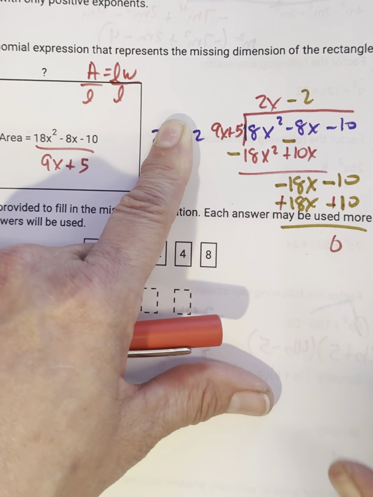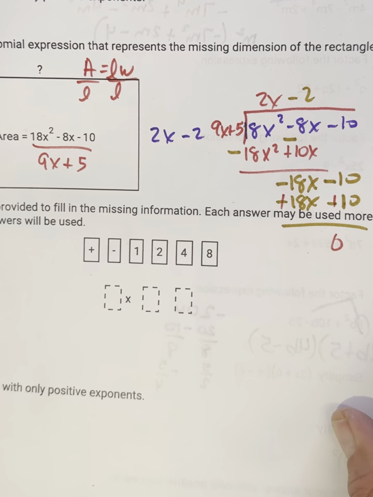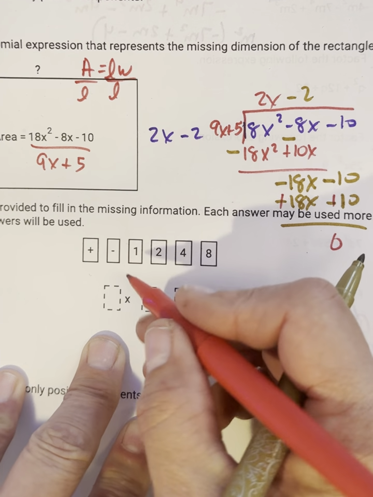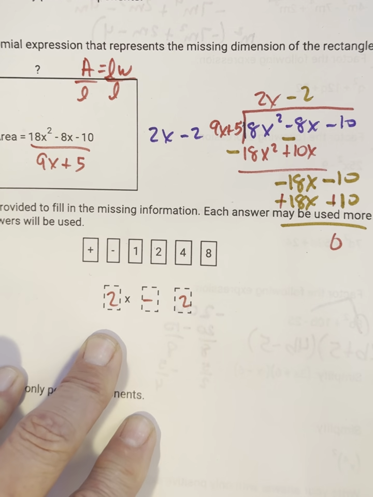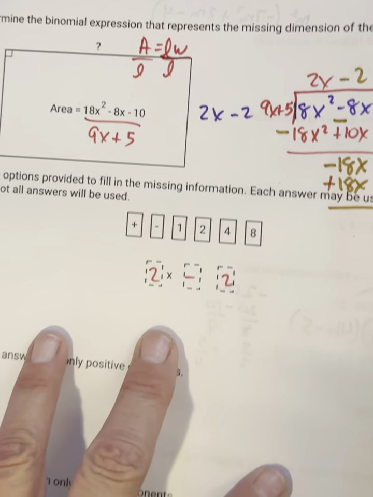And that's why the shortcut works on this division. So again, our answer was just 2x minus 2. So shortcut and long way.